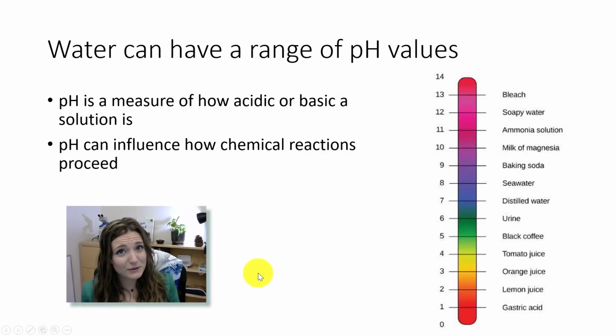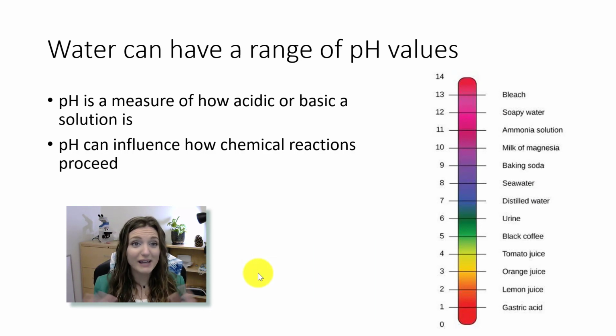Water also has this really cool ability to have a range of pH values. Okay, so pH is a measure of how acidic or basic a solution is, which is a measure of how many hydrogen ions, H plus ions, are in that solution. Okay. So for us, we're not going to dive too much into what pH is and how it functions. We just need to know pH can have a huge effect on how chemical reactions proceed and can have a huge impact on how proteins function, right?